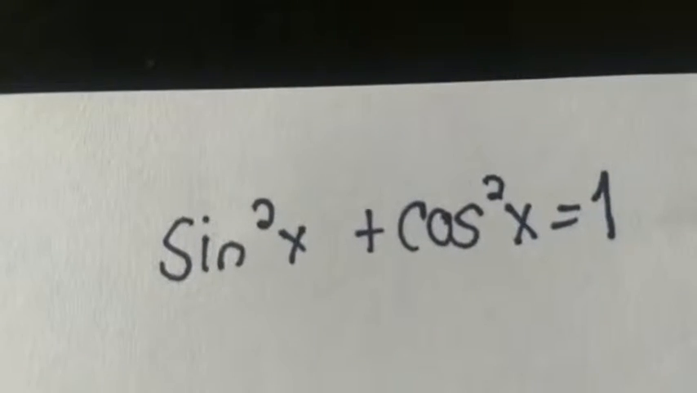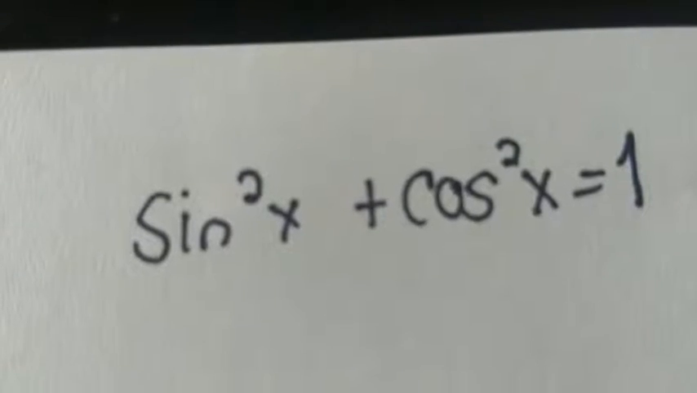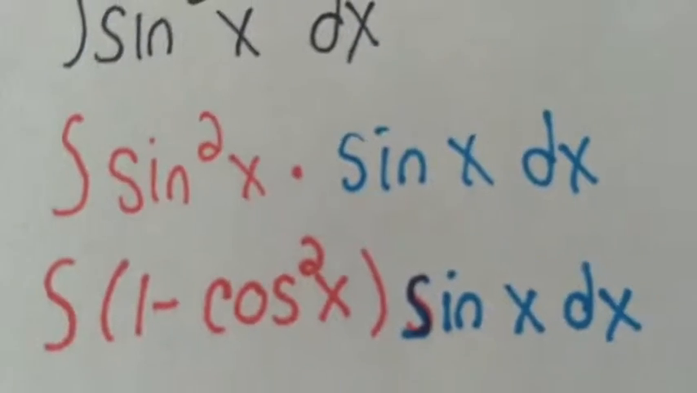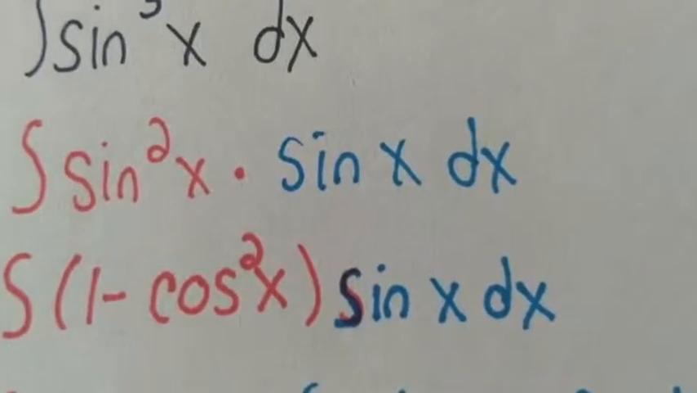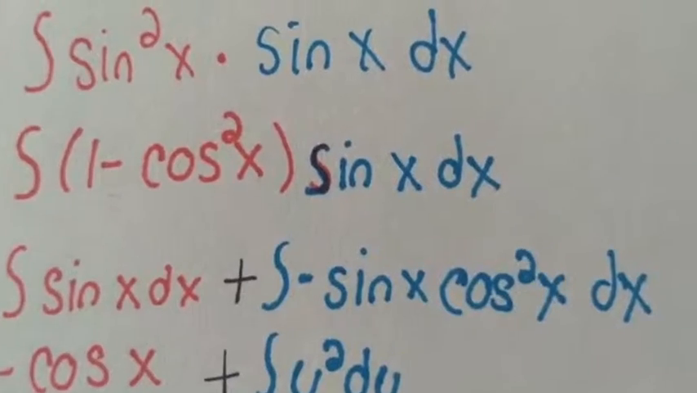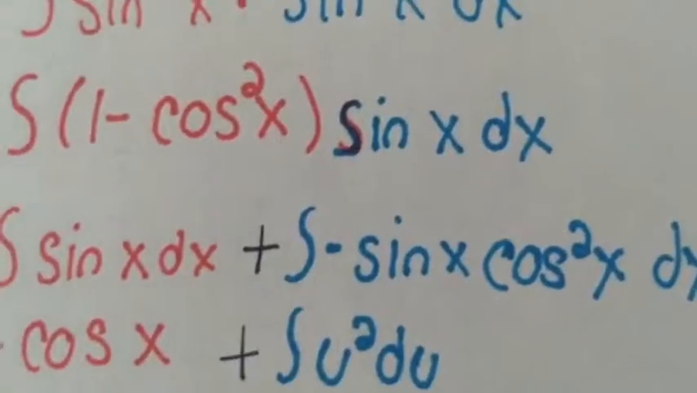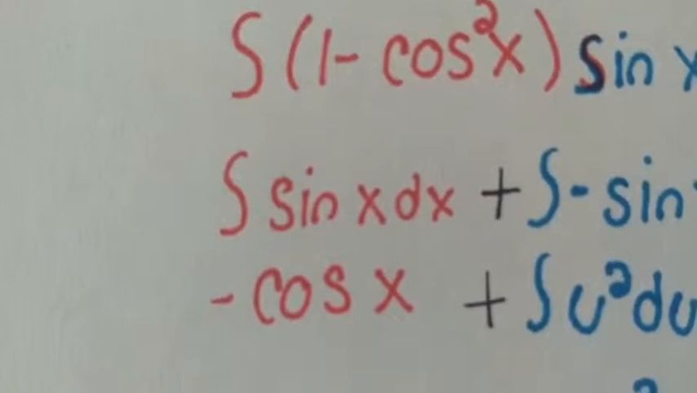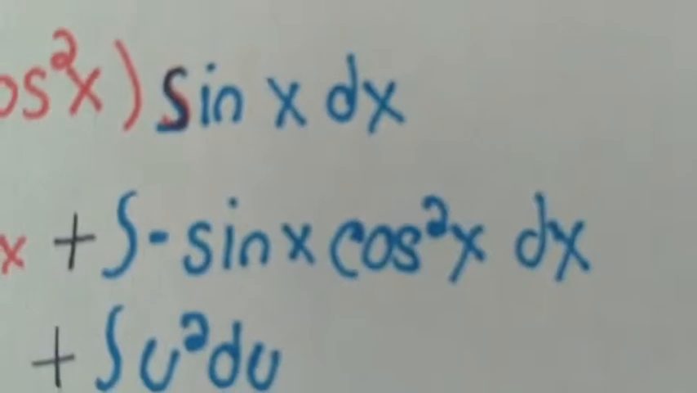We know that if you add sine to the square plus cosine to the square of x, you would have equal to 1. And then if you substitute sine to the square, you would have 1 minus cosine squared. In this case, it would be 1 minus cosine squared times sine, because it's still there, dx. Then we can split this into two different integrals. Sine of x dx plus negative sine of x times cosine squared of x dx. First, we will concentrate on this part. Sine of x can be integrated into minus cosine of x, simple, plus c. But how can you integrate this part?